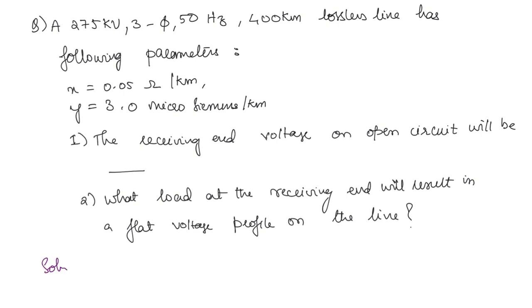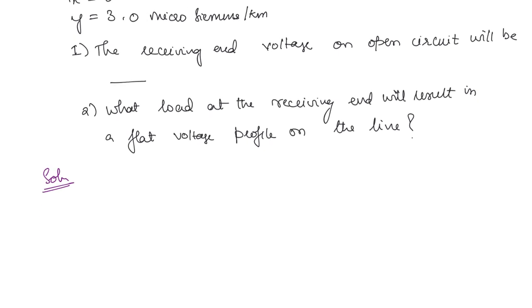So here this is a long line, right? 400 kilometers is given, so it is a long line. Now we want to find out the receiving end voltage on open circuit. That means when IR is equal to 0. So what will be VR then? Vs by A, and Vs is given as 275 kilovolt. Now we need to find out A.